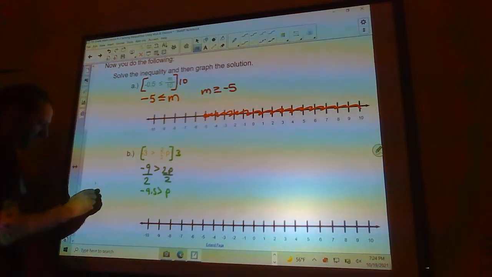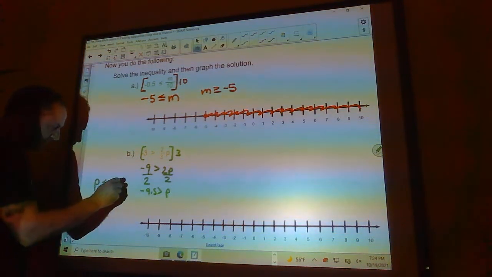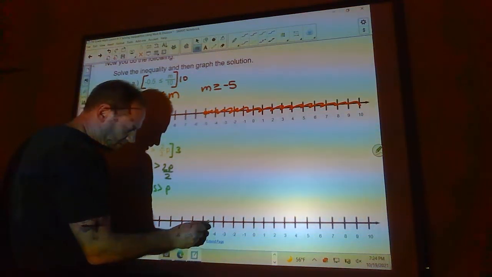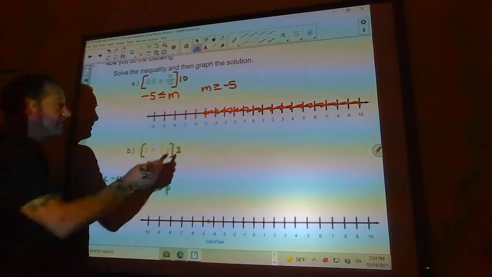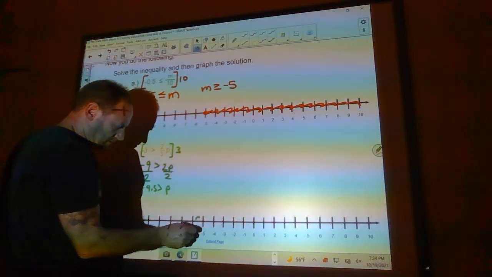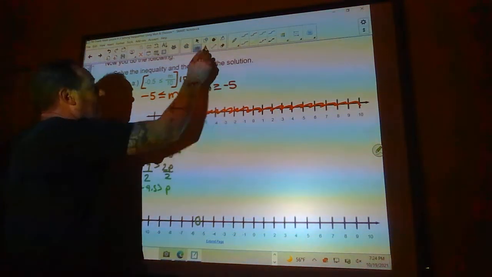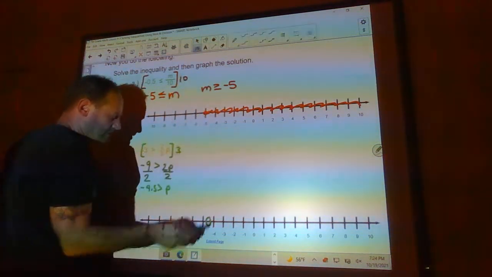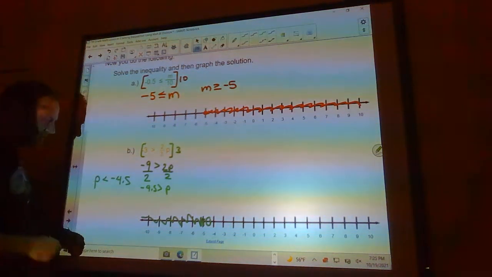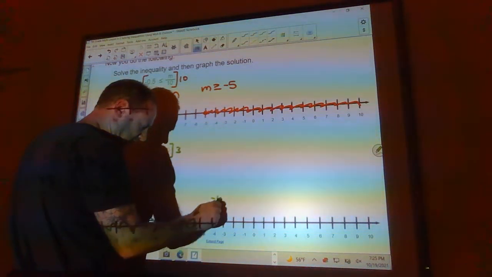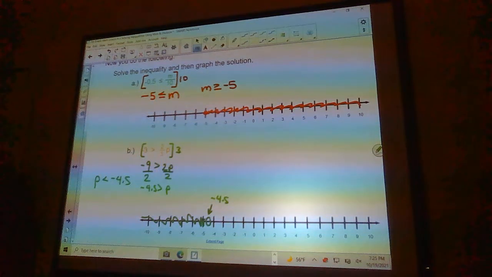I don't like to write it like that. I'm going to write it like this: p is less than negative 4.5. So I'm going to go here. Negative 4.5 is going to be right here. Whoops, and it's an open dot. Be careful, because it's less than. Oh, that's not in the right place. It needs to go right here. And then I'm going to shade that side. I should probably label this, because that could be any fraction here. I'm going to label this negative 4.5. Okay? So hopefully you got both of those right.